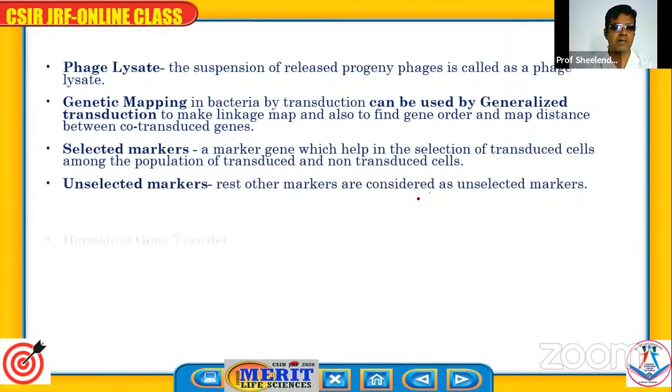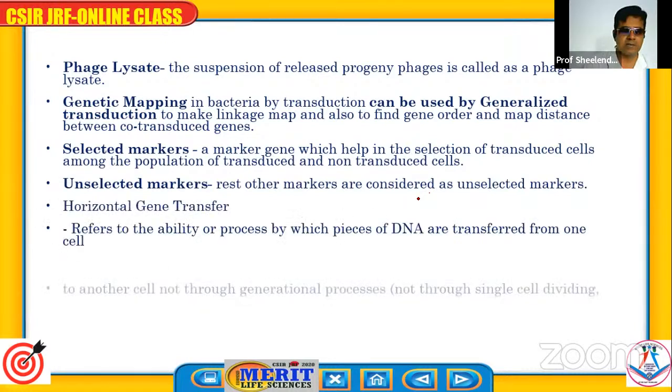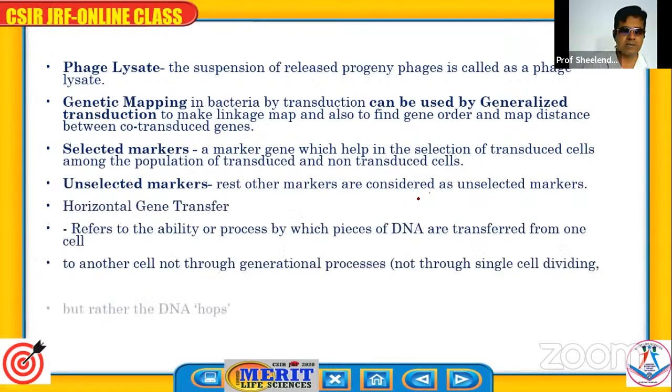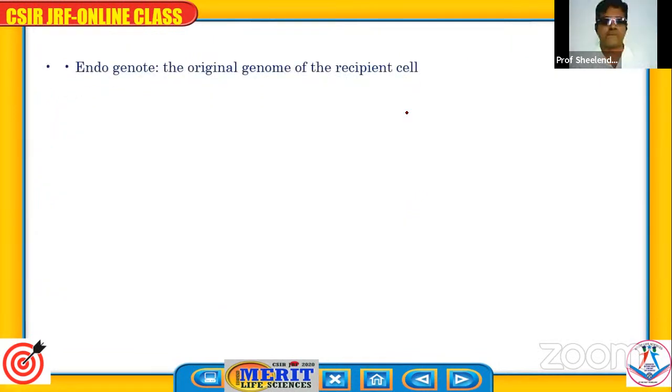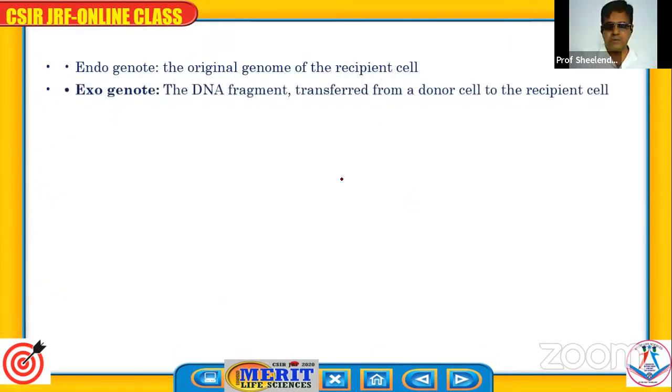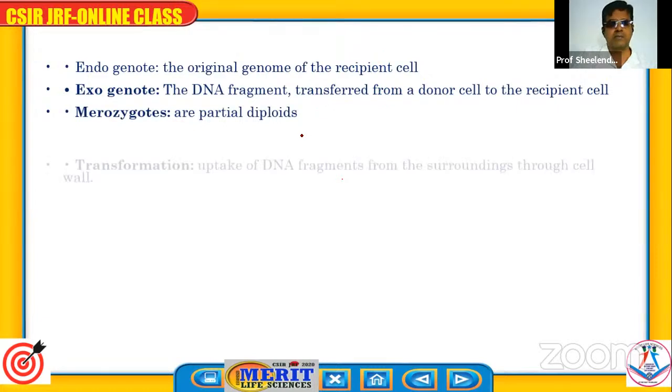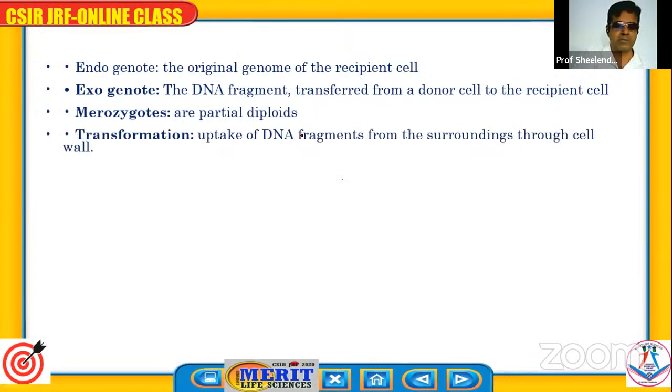What is the endogenote? The original genome of the recipient cell is called the endogenote. And the exogenote is the DNA fragment transferred from the donor cell to the recipient cell. What is the merogenote? This is the partial diploid cell, which can often be asked in the examination, right? So you must know these terms.